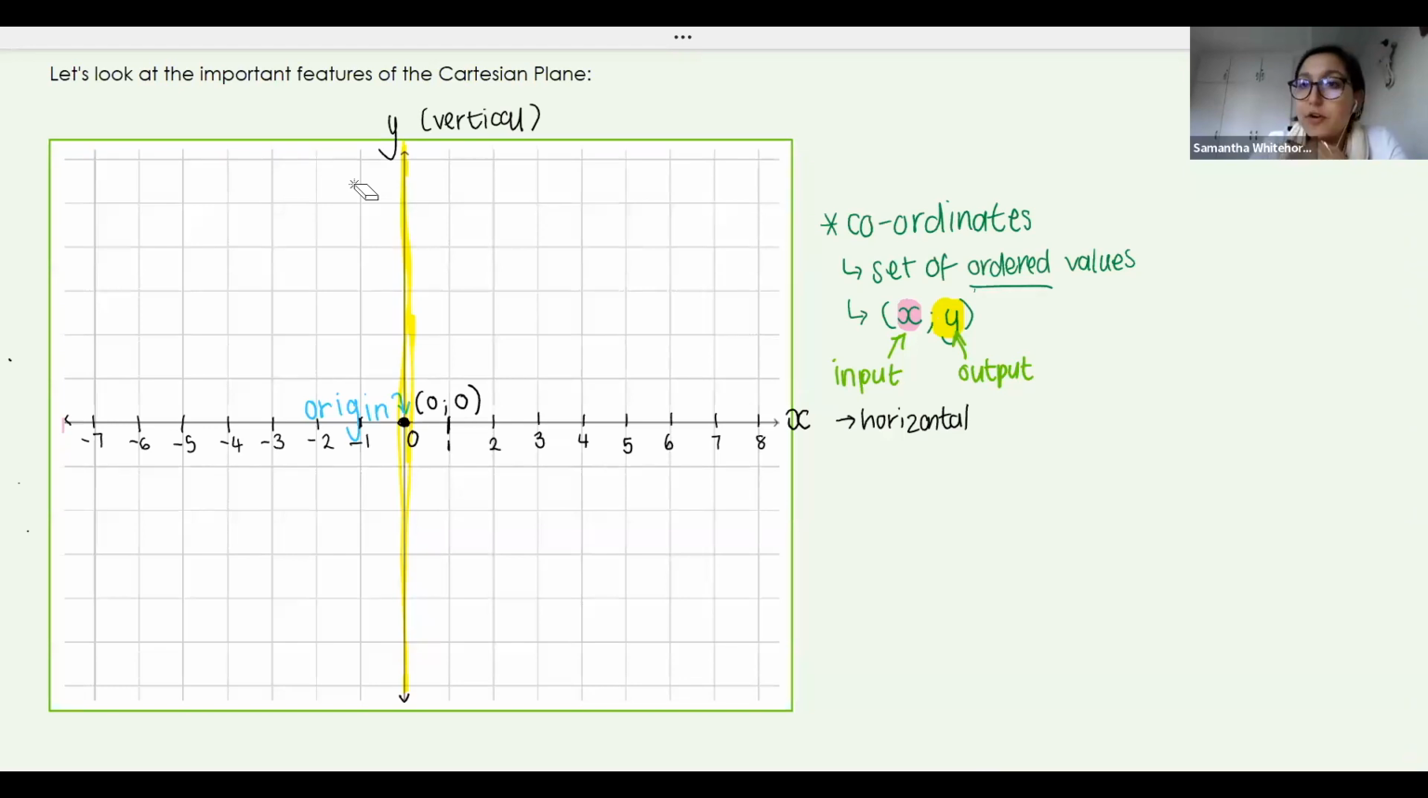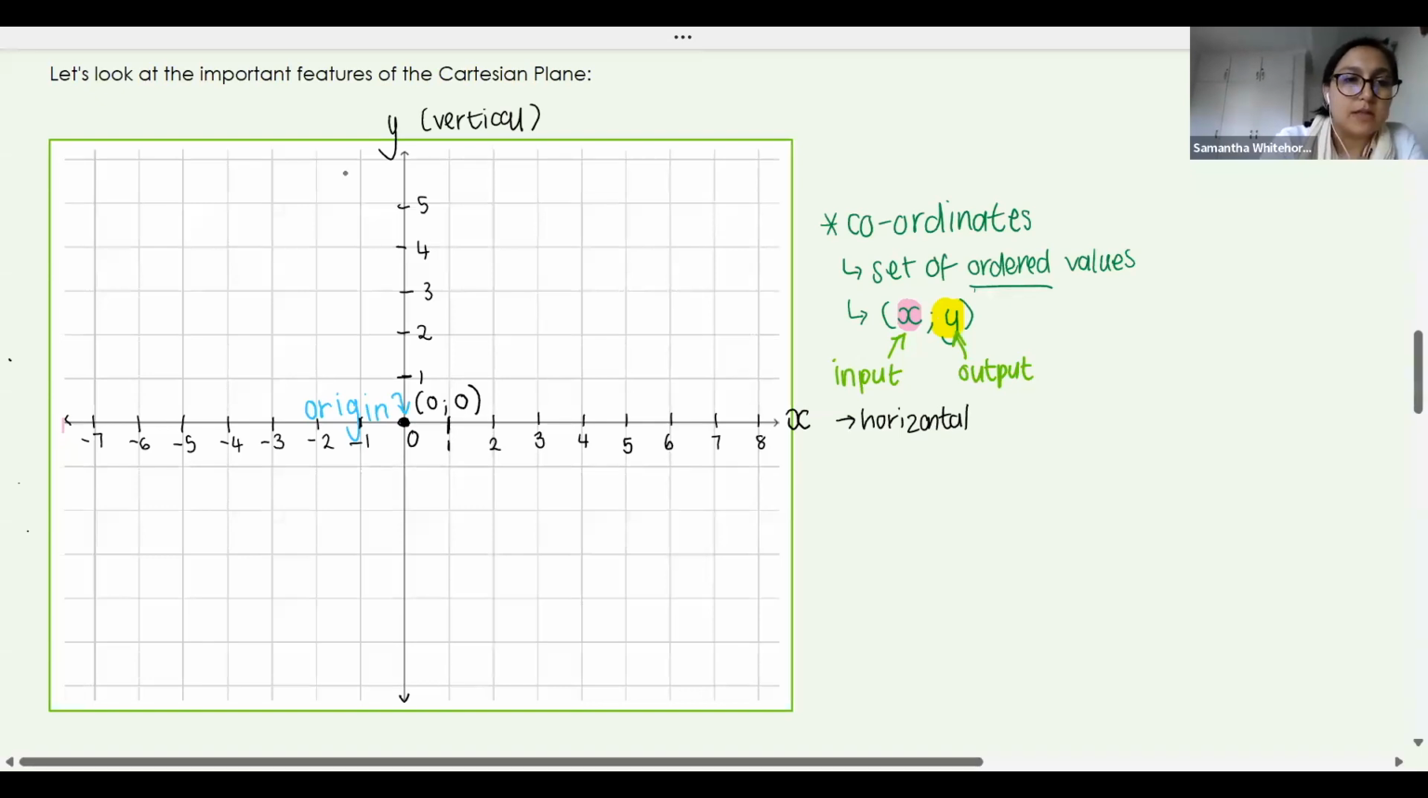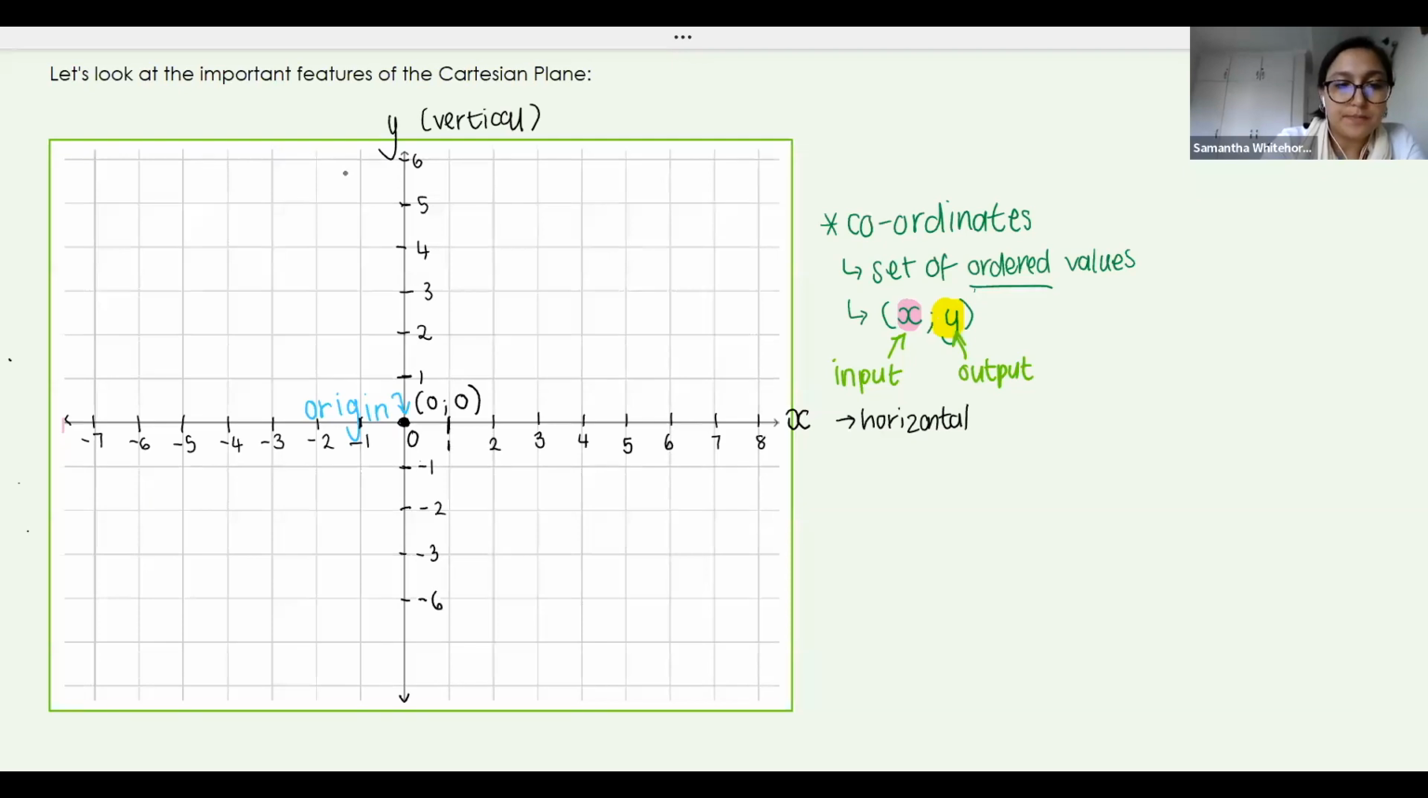Y is a little bit different just because it's obviously up and down. But just think about it. Up generally means positive, down generally means negative. So as we move up our y-axis, we're increasing by 1 each time. And if I go down below 0, I'm getting my negative values. So -1, -2, -3, and so on. Okay, so this is how we label our axes.